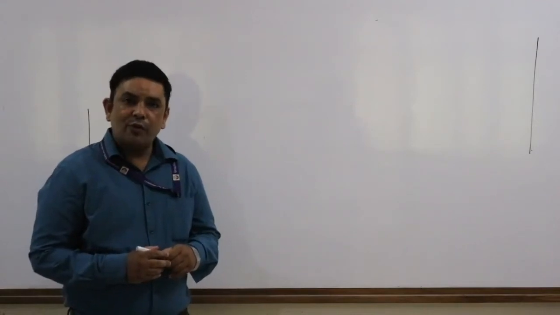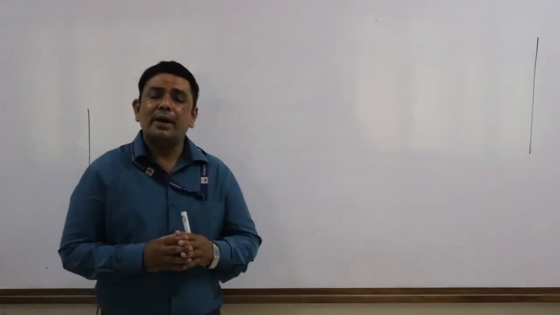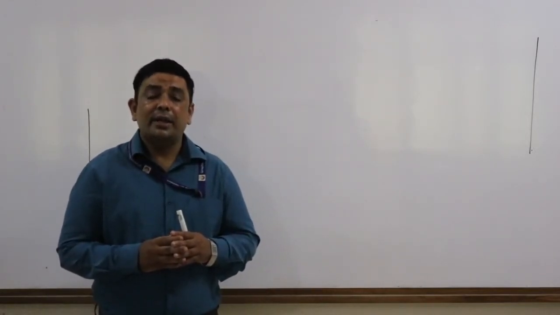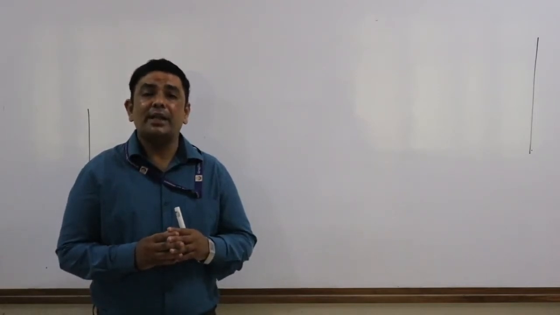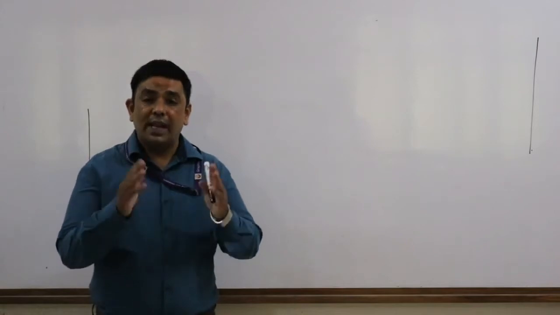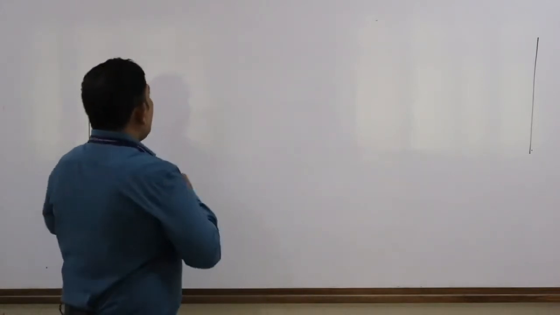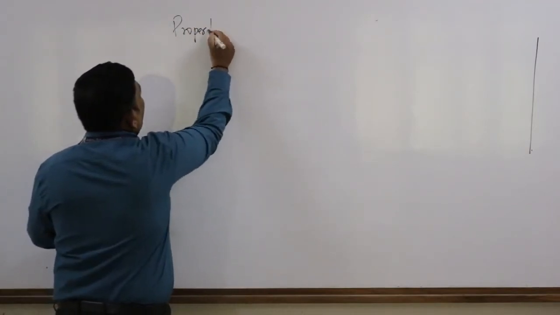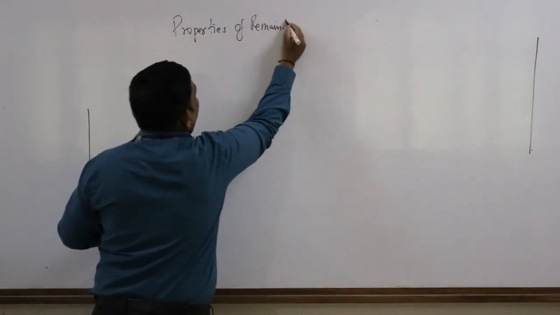Welcome to lesson 5 on the topic number system. If you remember, in lesson 4 we had looked at the divisibility rules of numbers and we had ended by looking at the divisibility rule of 11 and 7. In this lesson we are going to look at the properties of remainders.